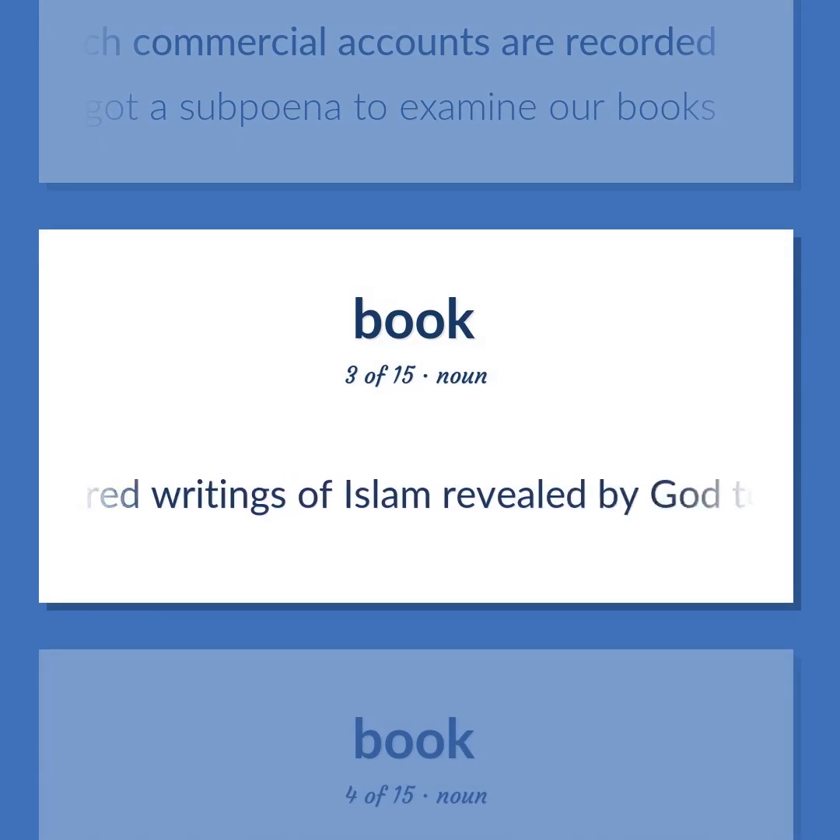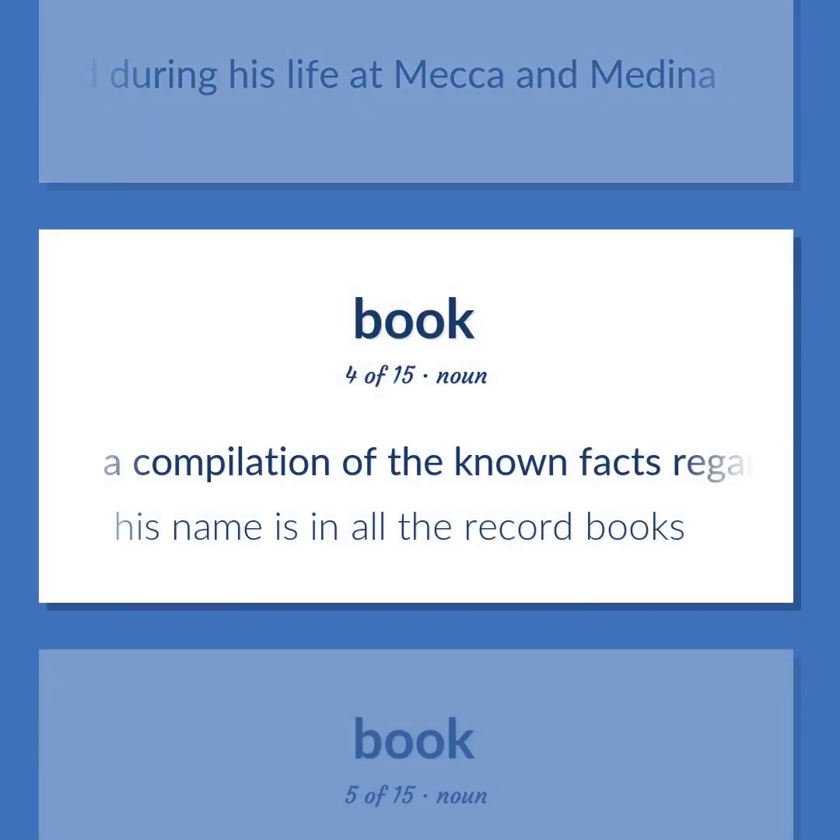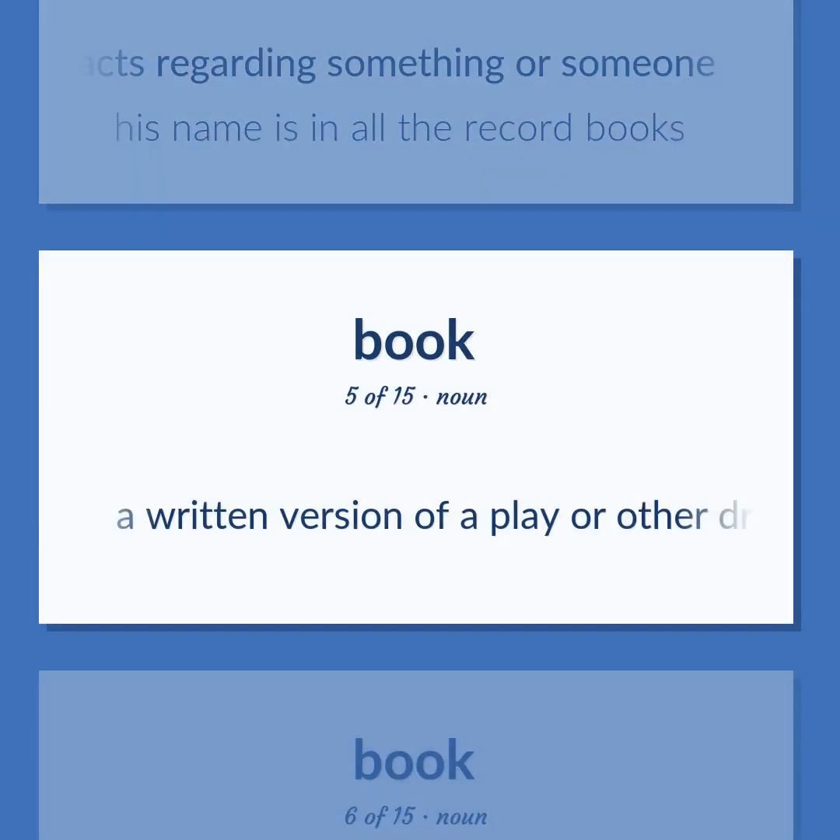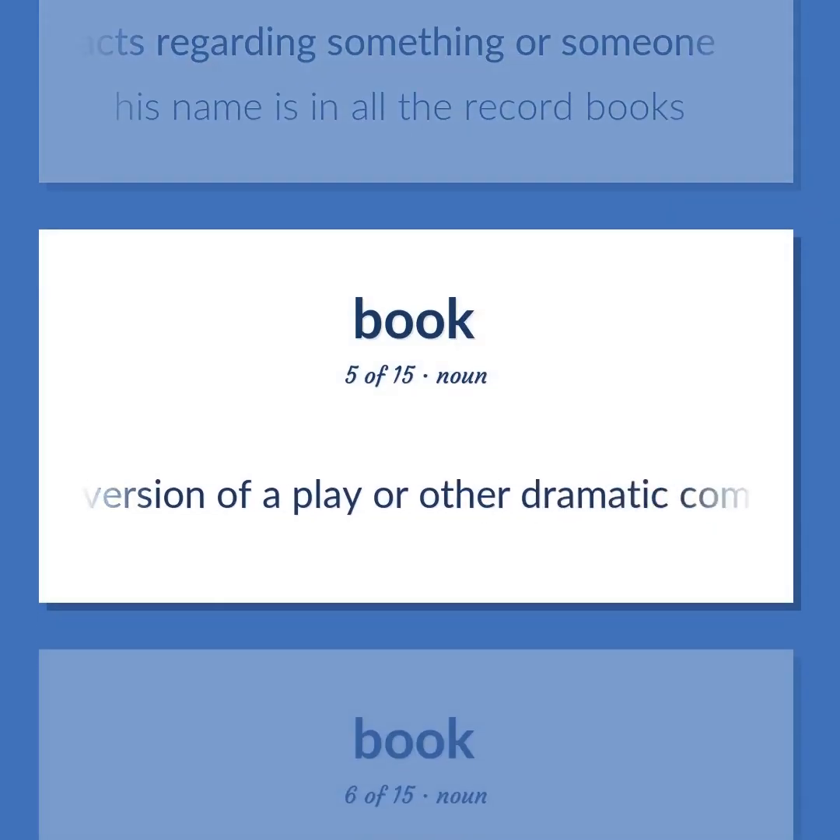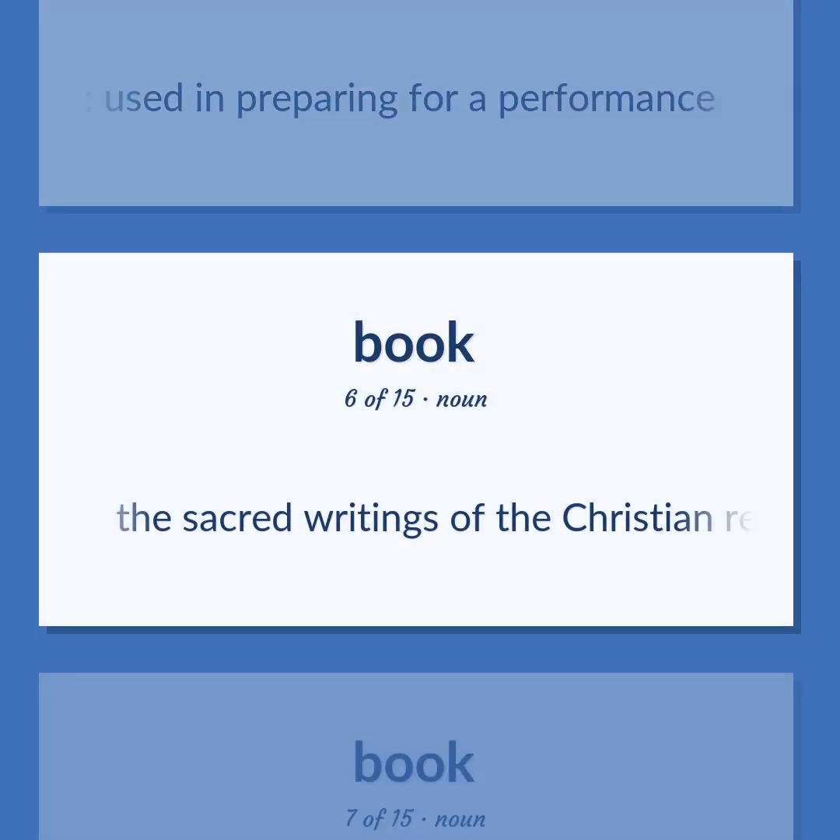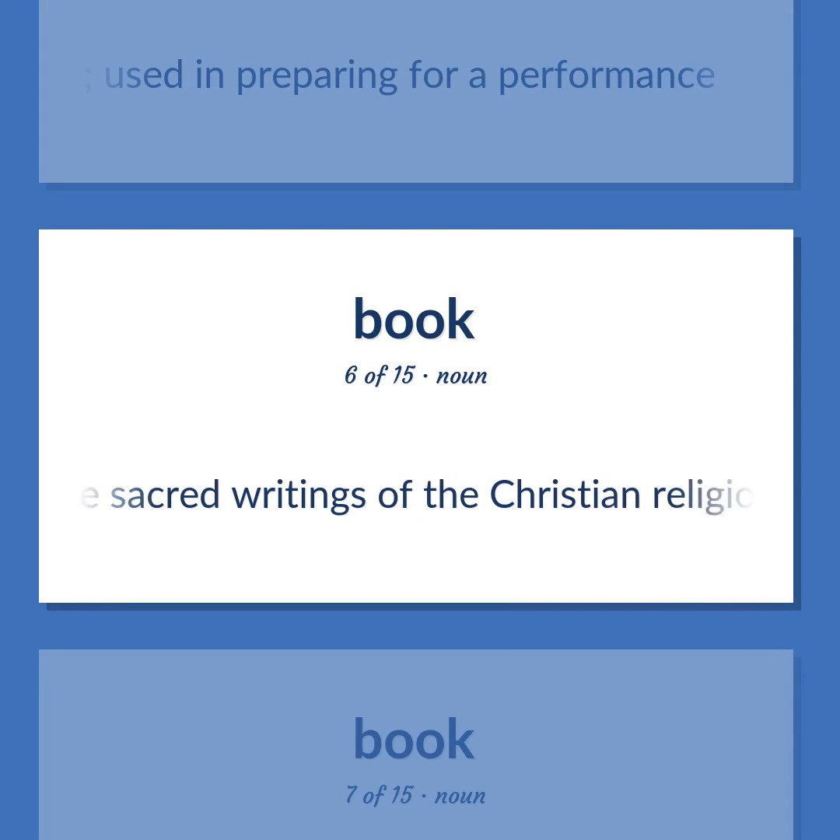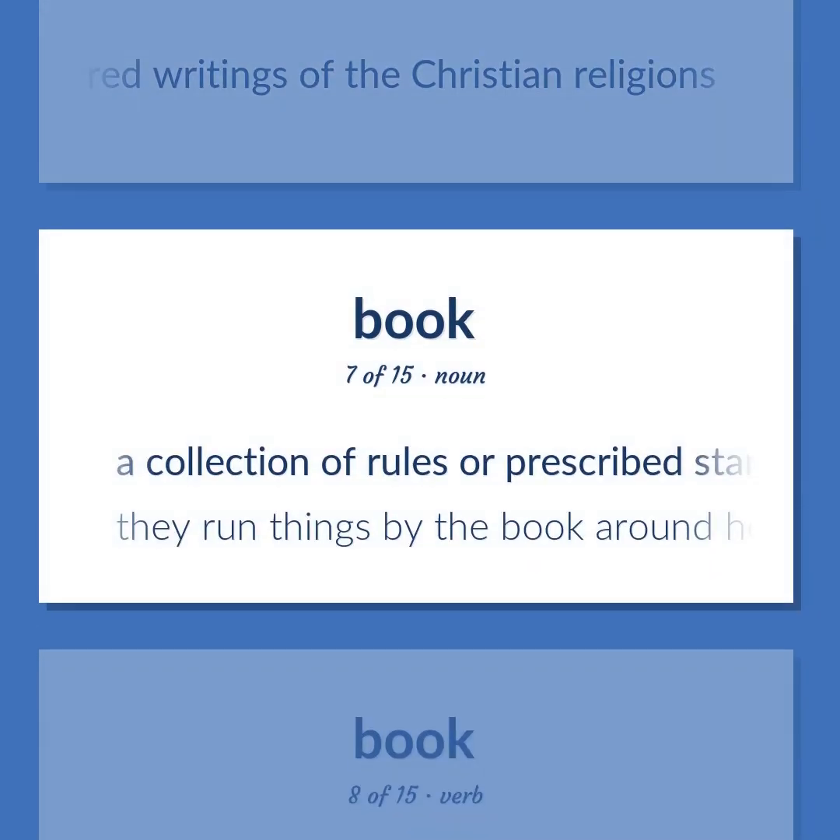The sacred writings of Islam revealed by God to the Prophet Muhammad during his life at Mecca and Medina. A compilation of the known facts regarding something or someone. His name is in all the record books. A written version of a play or other dramatic composition, used in preparing for a performance. The sacred writings of the Christian religions. A collection of rules or prescribed standards on the basis of which decisions are made. They run things by the book around here.